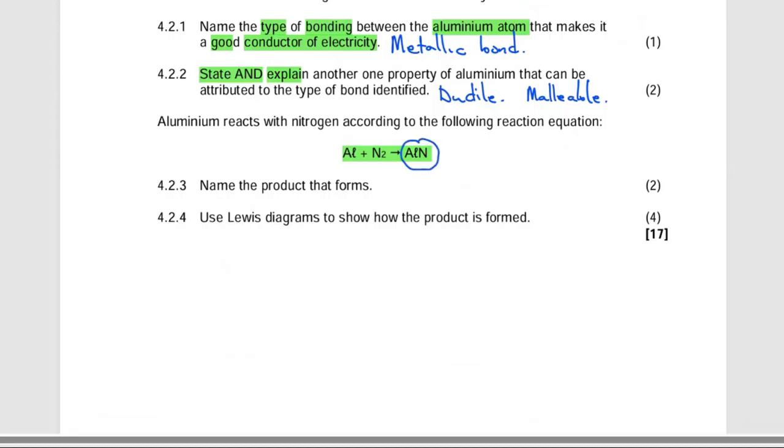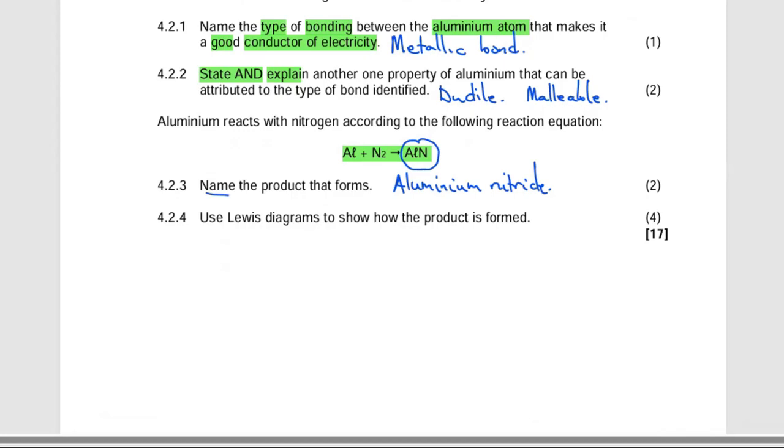So now we're asked to name the product that is actually formed. So this one is going to be our aluminium nitride. So that's our answer there. If we write AlN there, you are going to forfeit your marks because now we needed the name there, right?